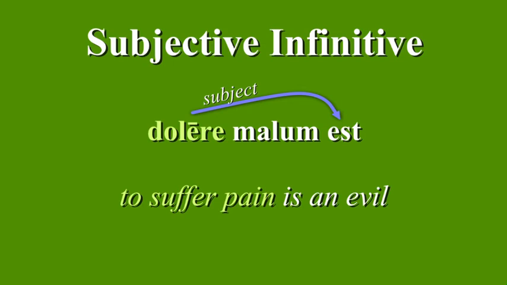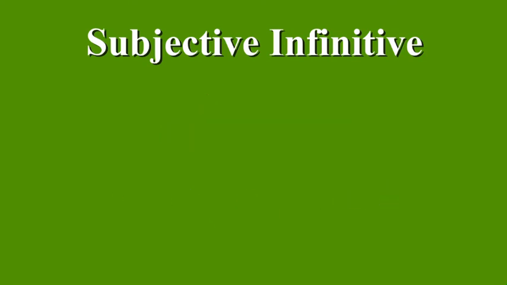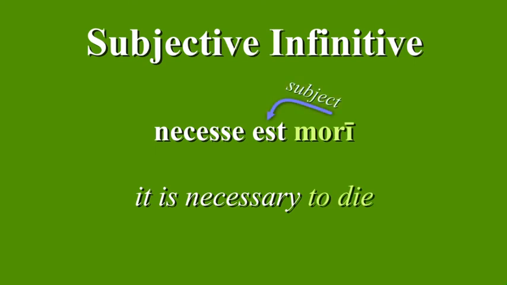But English often uses the -ing form when it's the subject or object. So it might sound nicer to say suffering pain is an evil. We've also seen the subjective infinitive in constructions with necesse and other words. Necesse est mori, it is necessary to die. I'm sorry that sounds so morbid, but it's a quote from Cicero.